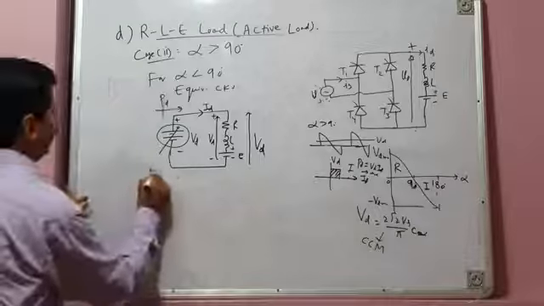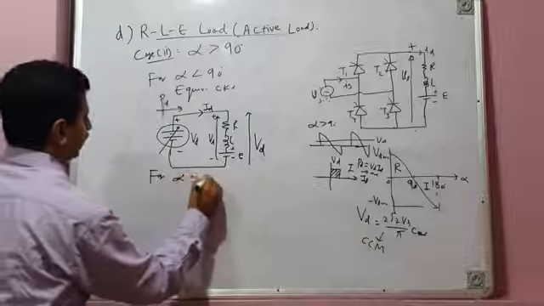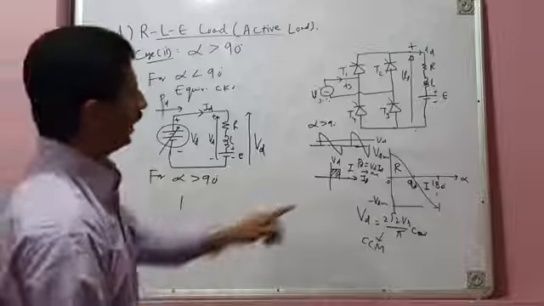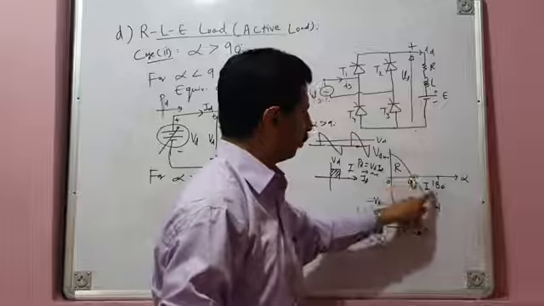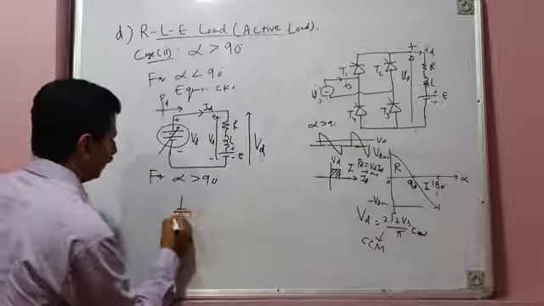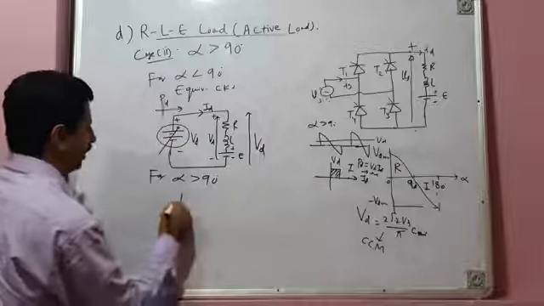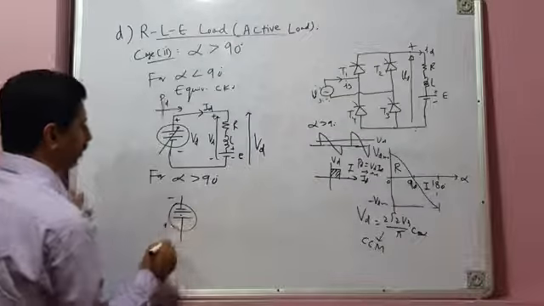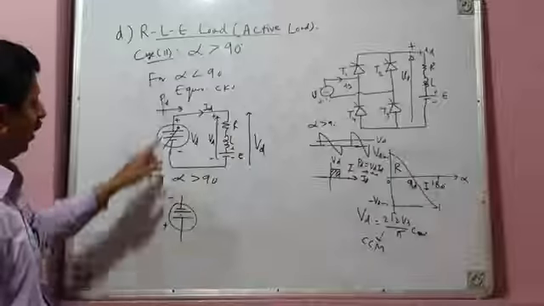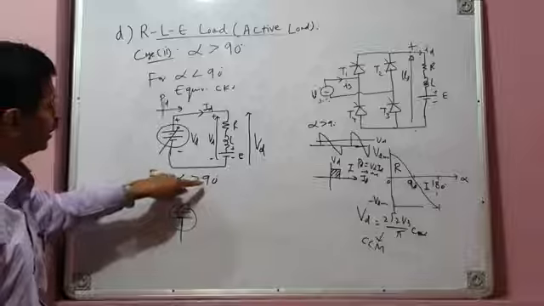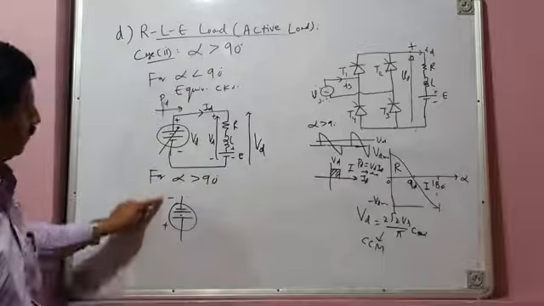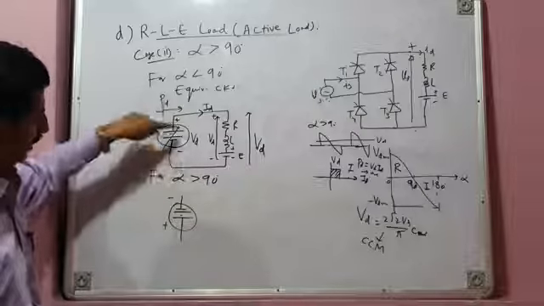So for alpha greater than 90 degrees, inversion mode of operation should take place. What is the converter average output voltage? It is negative now. So negative means the polarity of the converter output voltage will change. So now this will become minus, this will become plus. Here it was plus, it was minus because average output voltage was positive for alpha less than 90 degrees. For alpha greater than 90 degrees, average output voltage has to be negative. So this terminal has to be positive with respect to this, just opposite of this polarity.